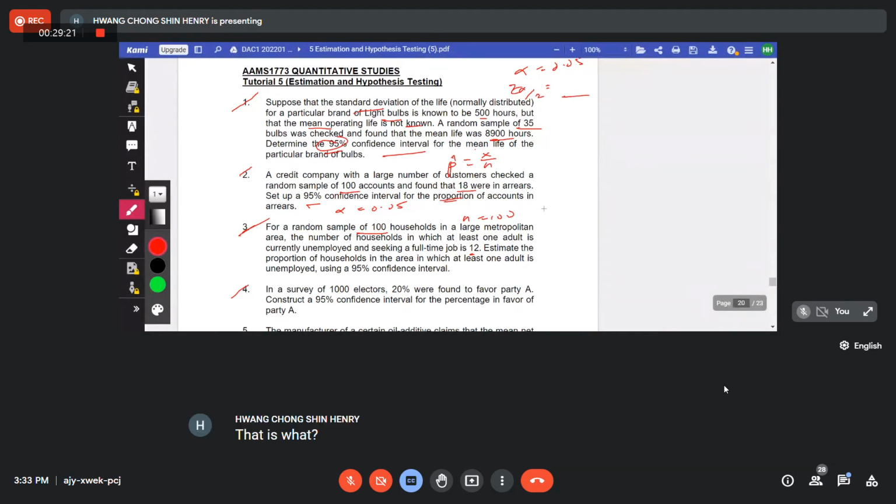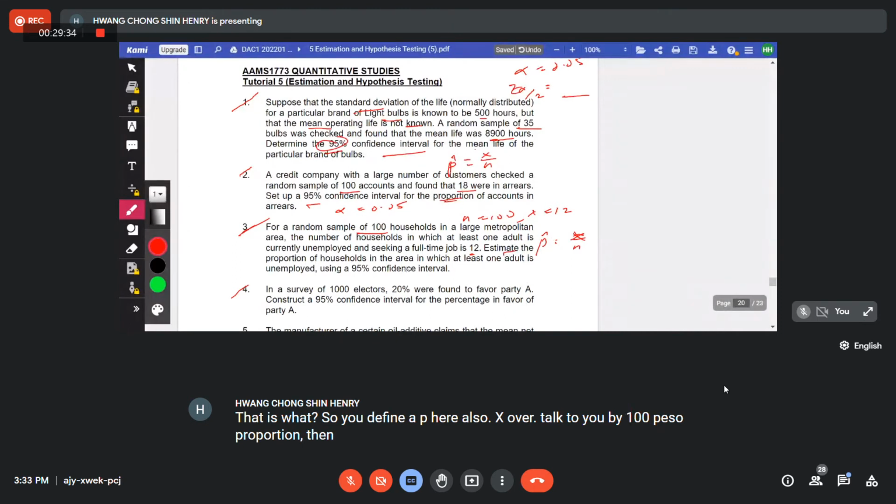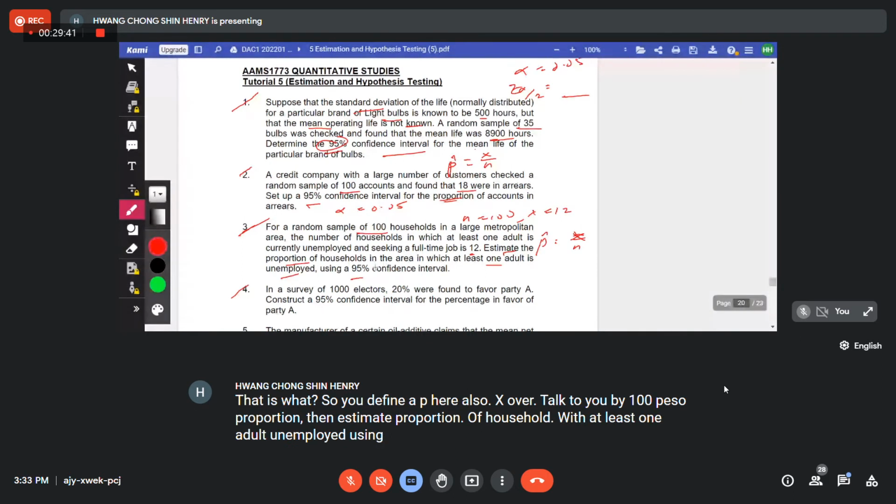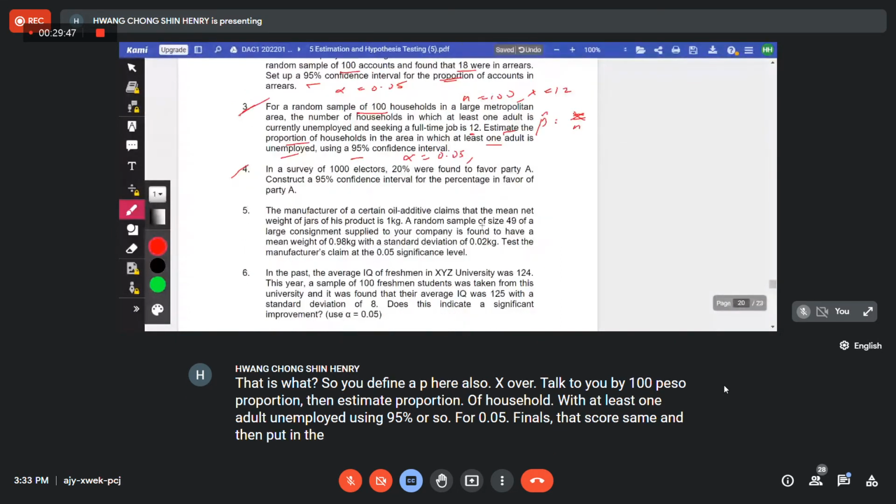That is what? So you define a p hat also: X over N, 12 divided by 100. That's your proportion. Then estimate the proportion of households with at least one adult unemployed using 95% also. So alpha is 0.05. Find your Z score, same, and then put into the formula.